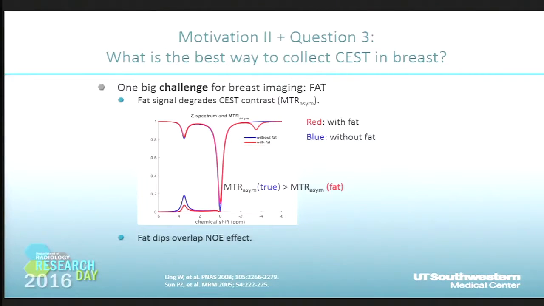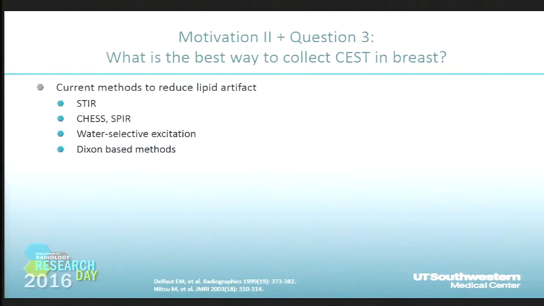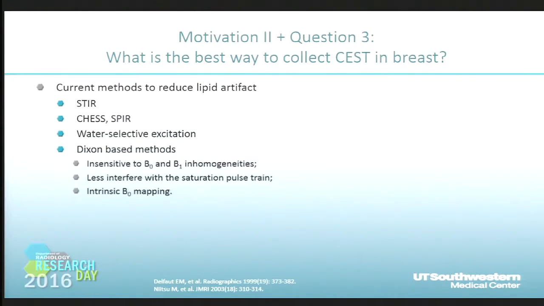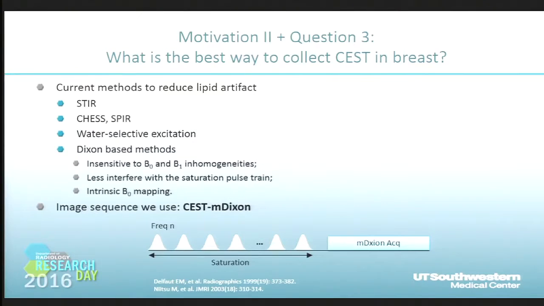Besides CEST contrast degradation, fat dips also overlap NOE effects. There are several methods to reduce the lipid artifact currently, as listed here. Compared with other methods, Dixon-based methods are insensitive to B0 and B1 inhomogeneities. They interfere less with the saturation pulse train, and the intrinsic B0 mapping feature of this method benefits CEST imaging. As a result, the sequence combining the mDixon acquisition with the saturation pulse train of CEST imaging becomes our first choice for fat-free images, and this method is the so-called CEST mDixon.